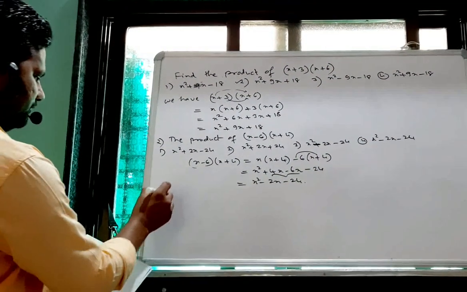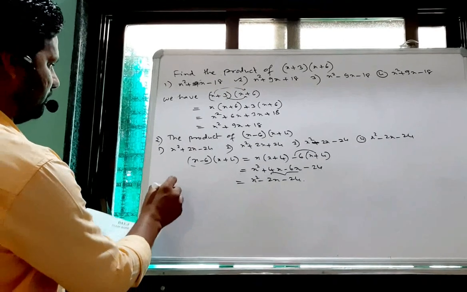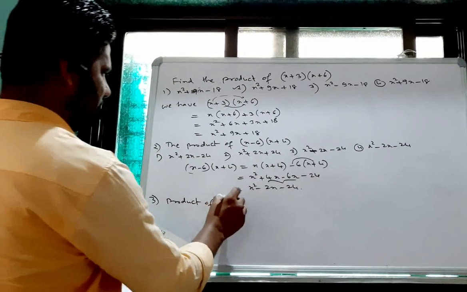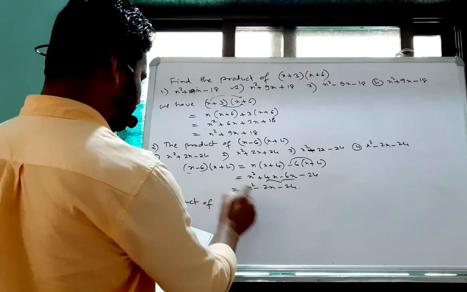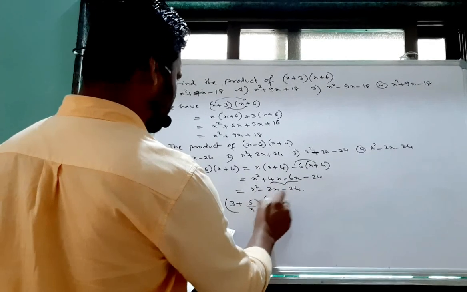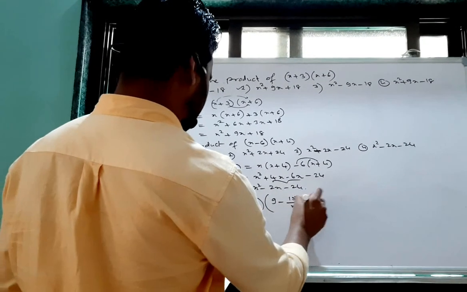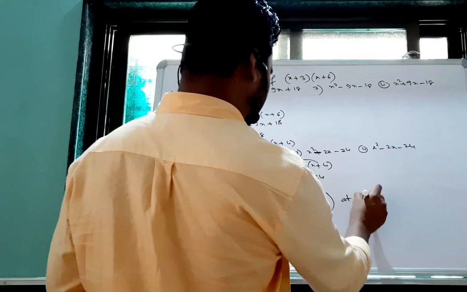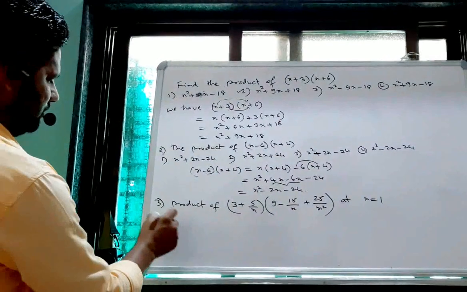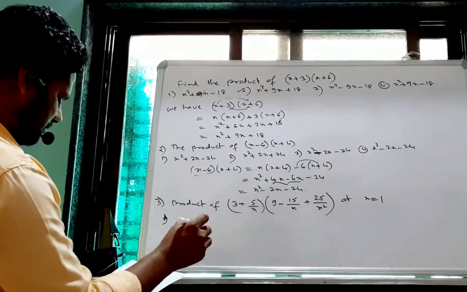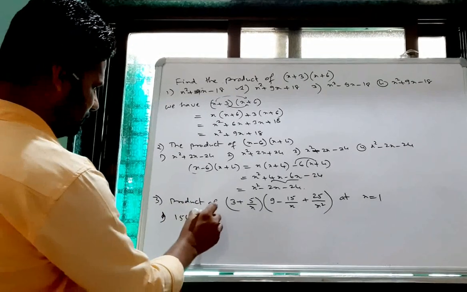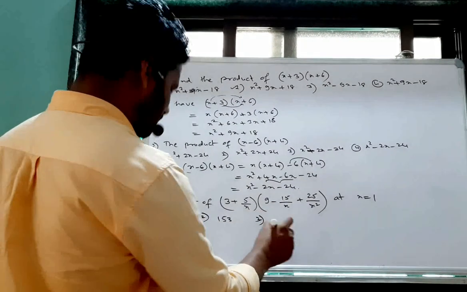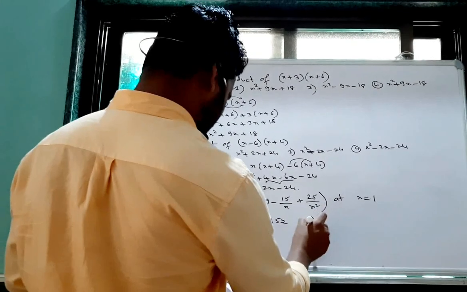The third question is the product of 3 plus 5 by x into bracket 9 minus 15 by x plus 25 by x square at x equal to 1. The first one is 154, second one 153, third one 152, fourth one is 150.